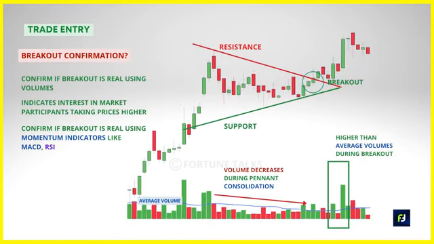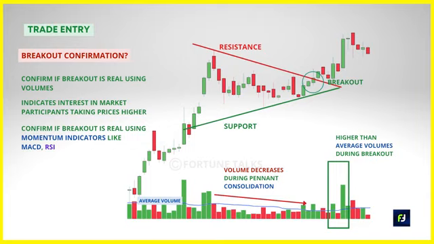Now validating the breakouts using volumes and other momentum based indicators can be a good practice. During the pennant consolidation, the volume has to decrease due to the evident shrink in volatility, and the breakout has to be supported by higher than average volumes, which could indicate a rise in the buying interest.